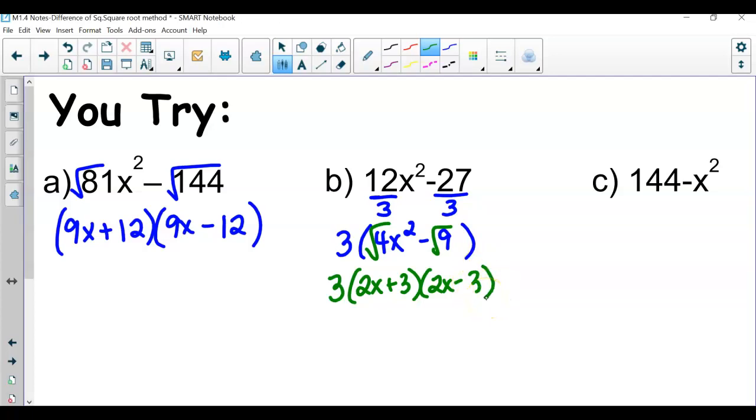Last one here. It's reversed, but it's no worries, we're going to keep it in that order. So is 144 a perfect square? Absolutely, because we even did that in A. So here we've got 12 plus x and 12 minus x. So notice, keep it in that order.